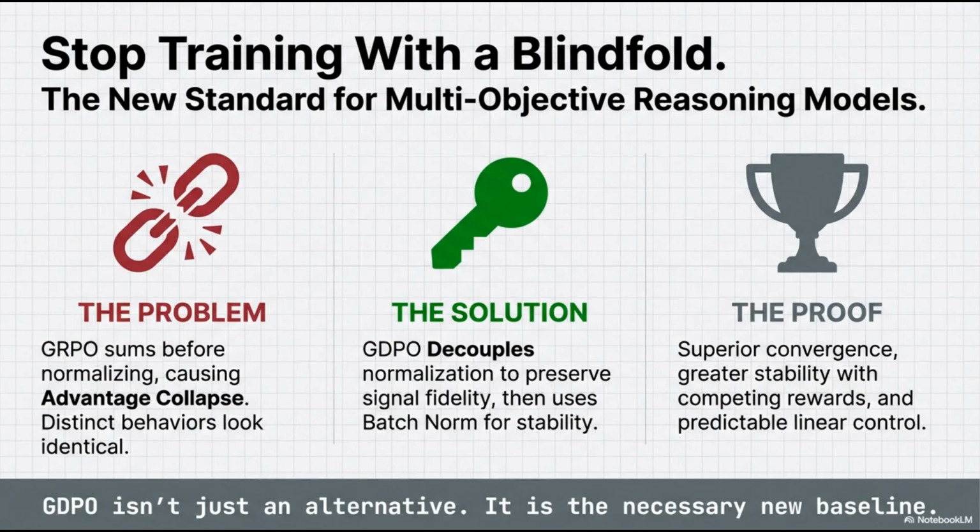The evidence is overwhelming. Read this carefully. GDPO isn't just an alternative, it is the necessary new baseline. If you're training models with multiple objectives, GDPO should be your default starting point.